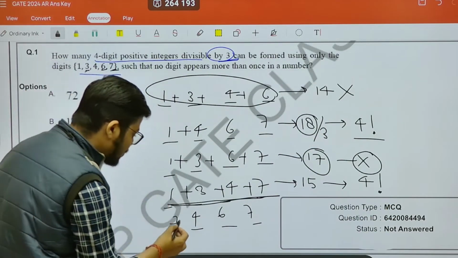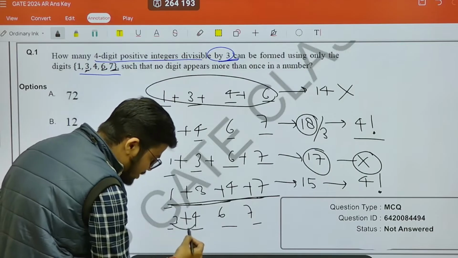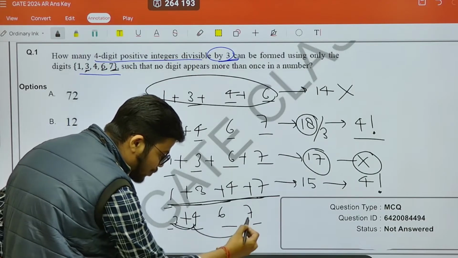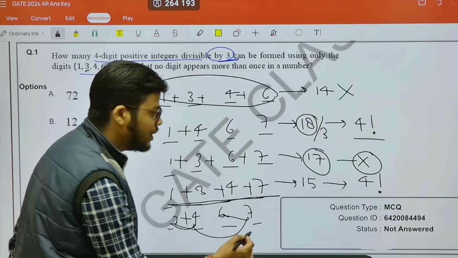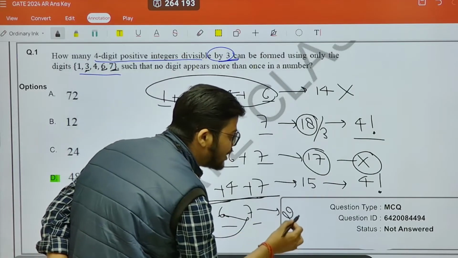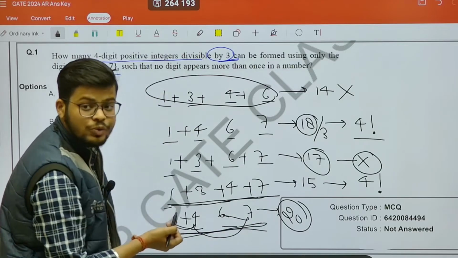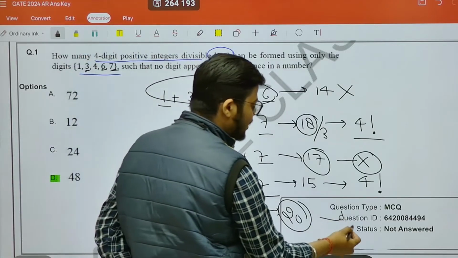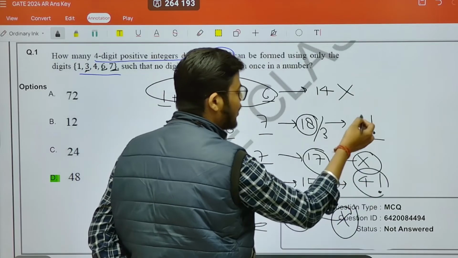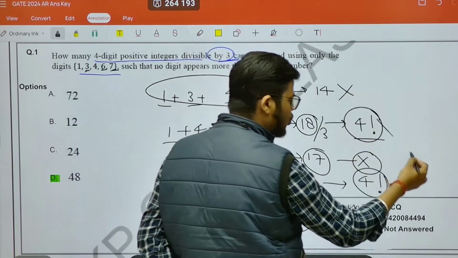Now we are going to check the last option, that is 4 plus 3 is going to be 7, and 7 and 7 is 14, 14 plus 6 is going to be 20. Now 20 is not divisible by 3. That means any combination made by using these digits will also not be divisible. Now what are the possibilities we are having? 4 factorial and 4 factorial. These are the only combinations that are there.